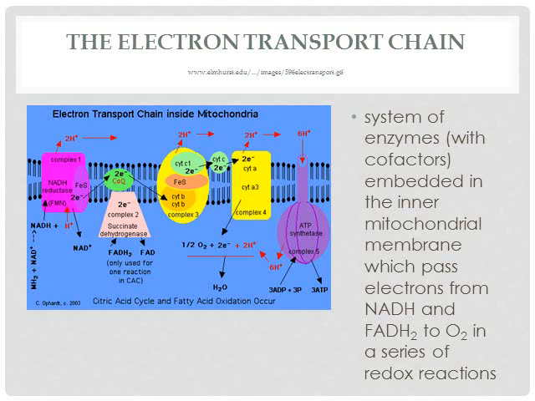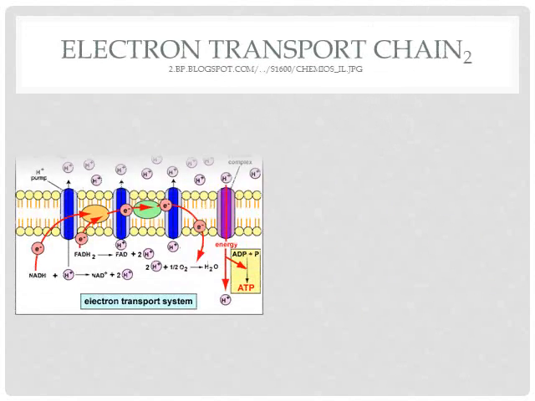And we're going to use that electron power to create an electrochemical gradient, which ultimately is going to allow hydrogen ions to diffuse back through a special enzyme called ATP synthase, and for ATP to be produced. And we're going to produce a lot of ATP this way.